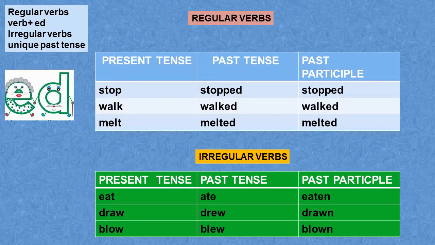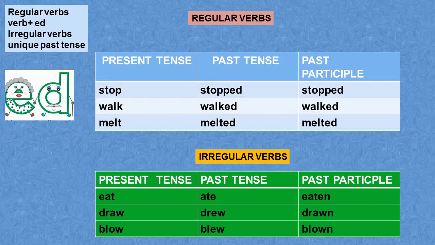Students, before we move further, it's good to know that in the English language we have regular verbs and irregular verbs. For regular verbs, we add ed to the verb. For example, stop, stopped, stopped. Walk, walked, walked. Melt, melted, melted.